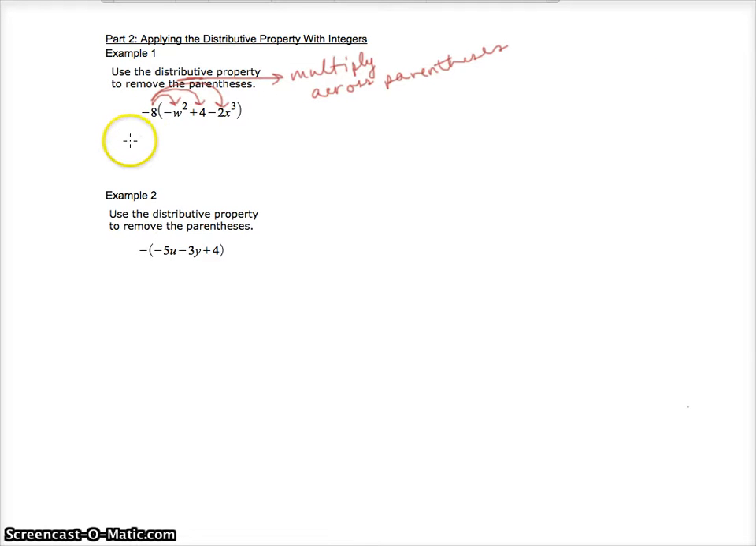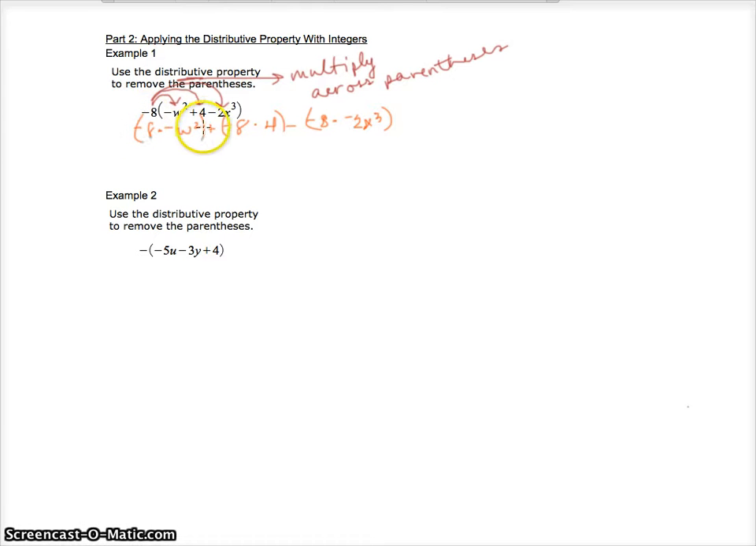So I'm going to rewrite this as negative 8 times negative w squared plus negative 8 times 4 minus negative 8 times negative 2x cubed. We want to put these in parentheses so that we can separate them out a little bit so we see what we have to work with here.